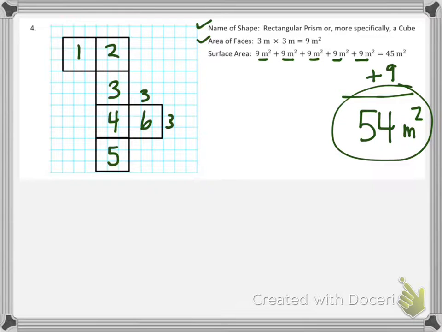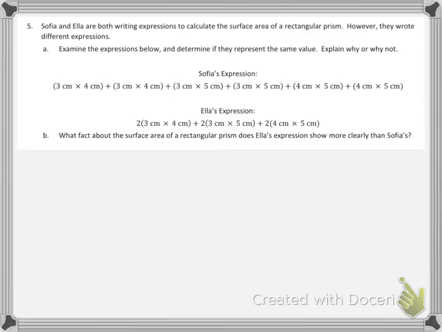Okay, number 5. Sophia and Ella are both writing expressions to calculate the surface area of a rectangular prism. However, they wrote different expressions. Let's see if they got the same thing. Sophia has a 3 times 4. Let's say that's the top. And another 3 times 4, that would be the bottom. And then she has a 3 times 5, let's call that the front. And another 3 times 5, we'll call that the back. And then a 4 times 5 would be the right side, and a 4 times 5 would be the left side. So it looks like Sophia's got everything included.